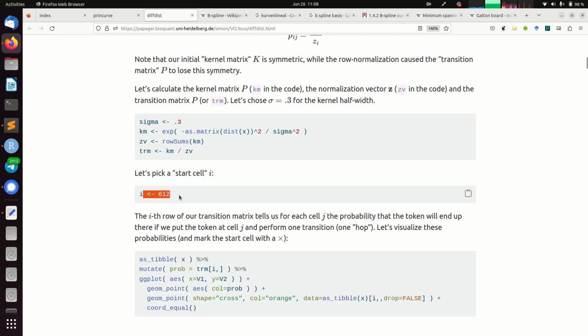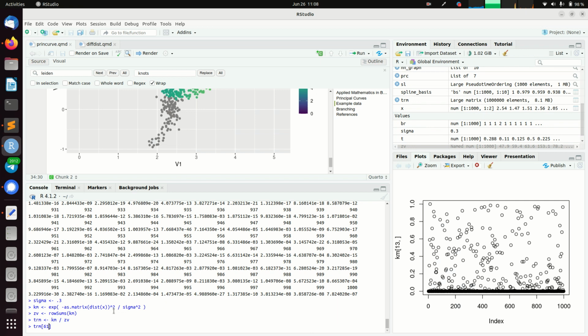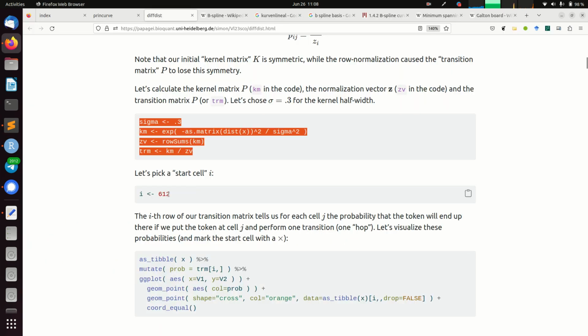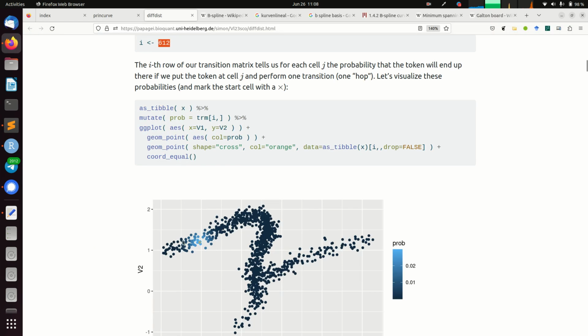So now I can pick some random start cell, like here cell 612, and look at this row 612 here and take the probabilities there. So let's take this here. Now I take the 612 cell of this matrix, and I have here the probability to end up on any other cell. Because this is 1,000 numbers and hard to look at, I visualize it by plotting my curve here and coloring the cells by the elements of this matrix. As you see, most matrix elements are nearly zero, so most cells are nearly black. So here, this is the code.